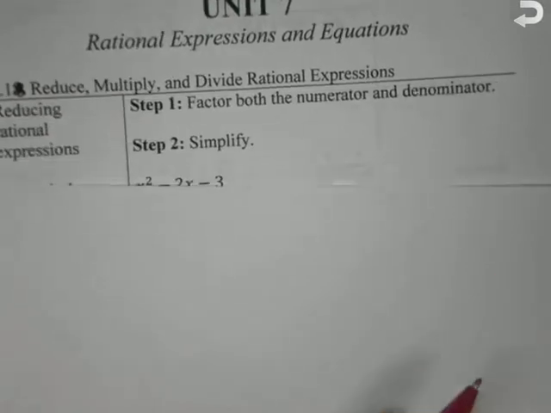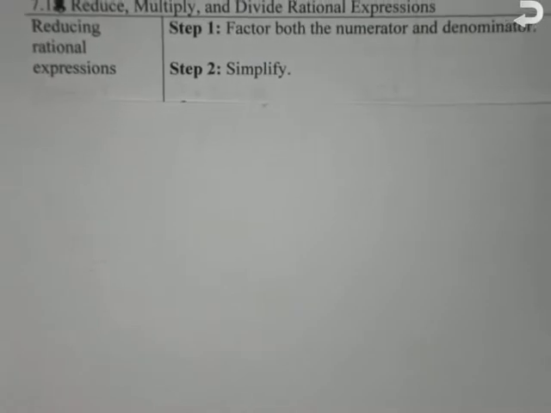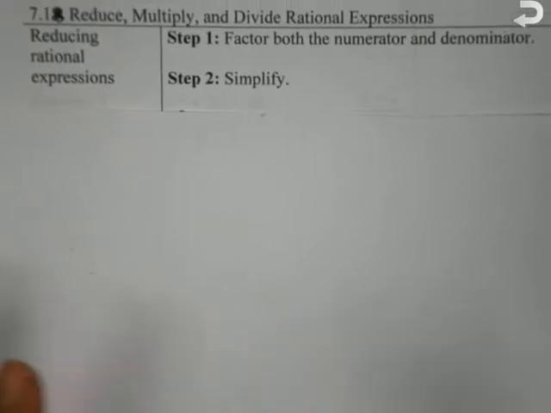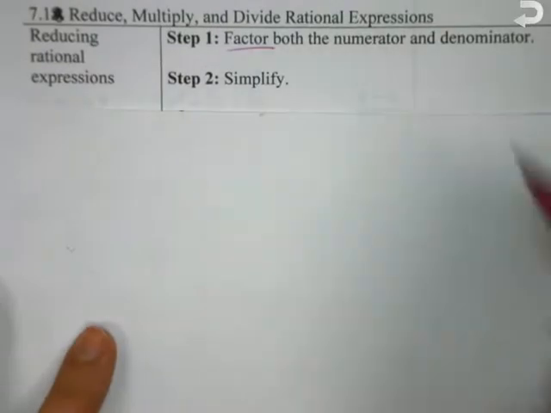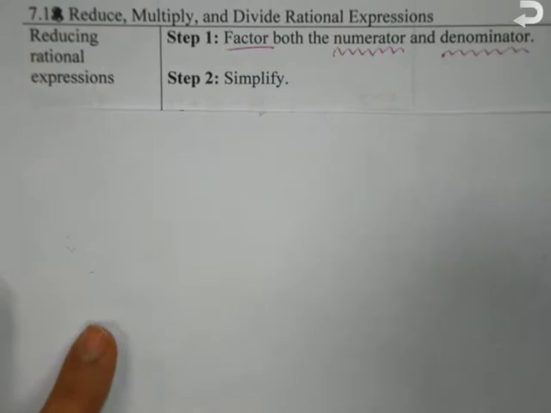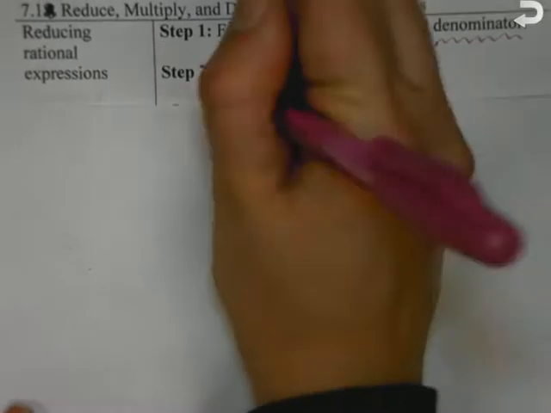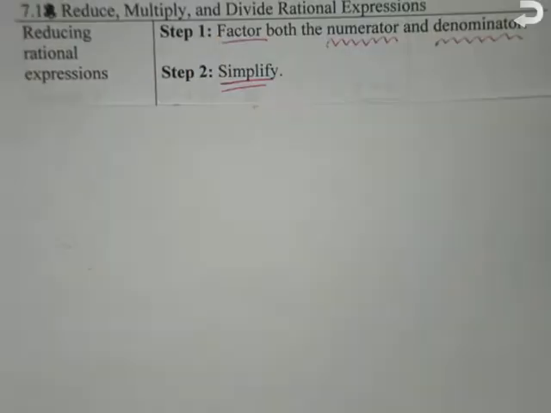So, we have two steps we need to go over. Step 1, we are going to factor both the numerator and denominator. So we are going to be using our factoring methods. I have a lovely poster up here to remind you of all of our methods. And then step 2, we're going to simplify or reduce whatever we can.